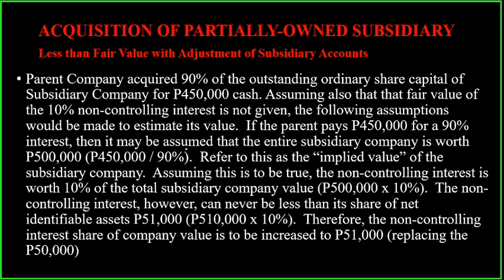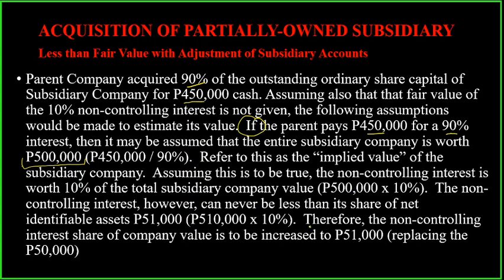Let's have another example. Ayan, parent company acquired 90%. Okay, nagbayad po siya ng 450. Okay, so 10% will be the non-controlling interest. The following assumptions would be made to estimate its value if nag-assume siya. Gaya nyo, assuming. If the parent pays 450 for 90% interest, then it may be assumed that the entire subsidiary company is worth 500. Parang magto-total goodwill siya, di ba? Refer to this as the implied value of the subsidiary company. Assuming that this is true, then your non-controlling interest will be 10% of that, and that will be 50,000.